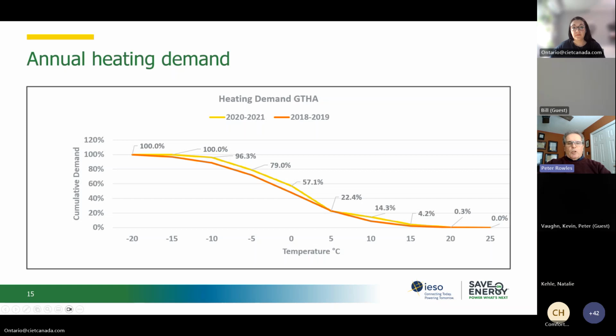Now, how much heat energy is needed depends on the outdoor temperatures. These graphs show that the coldest days represent only a small percentage of the total heating season. In the Greater Toronto Hamilton area, the outdoor temperatures are shown in terms of cumulative percentage of heating needed from a design temperature of minus 20 degrees to an indoor room temperature of, let's say, 22 degrees Celsius.